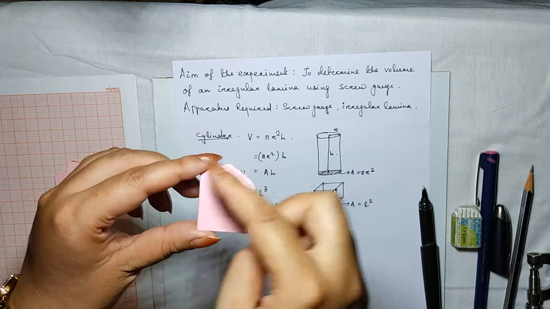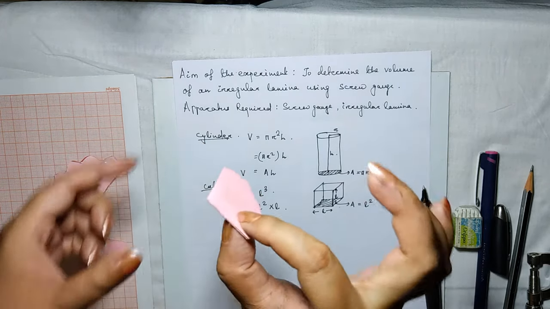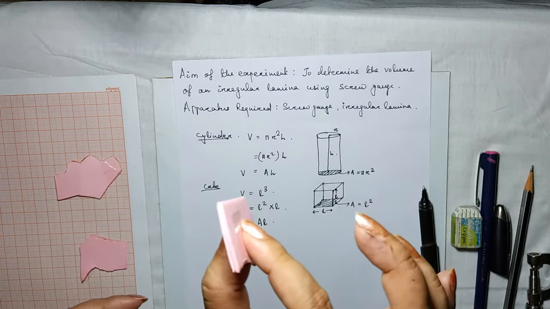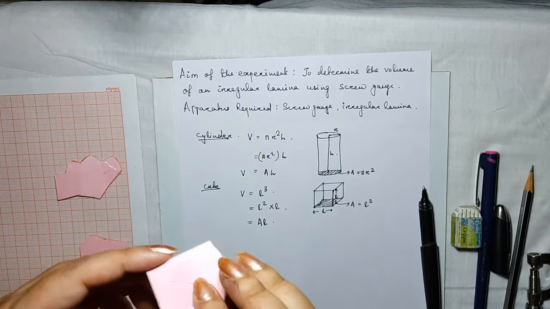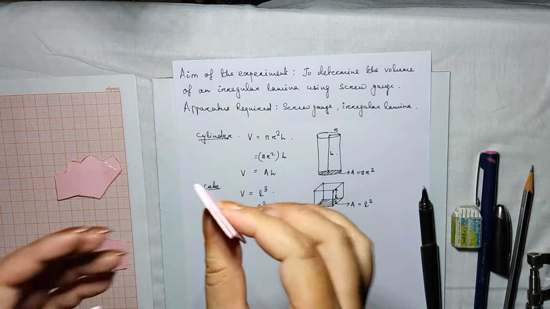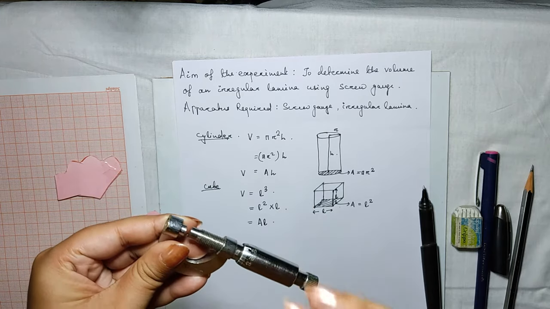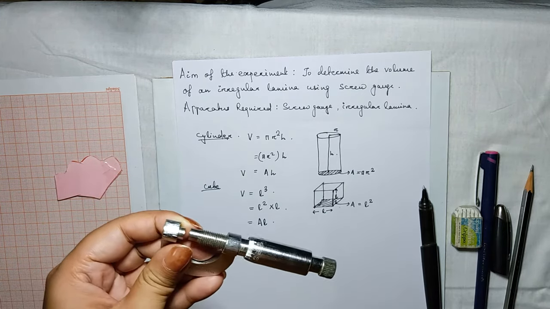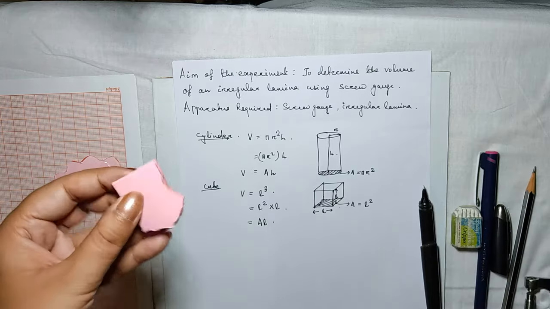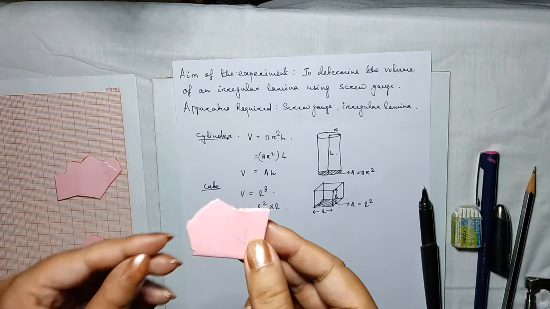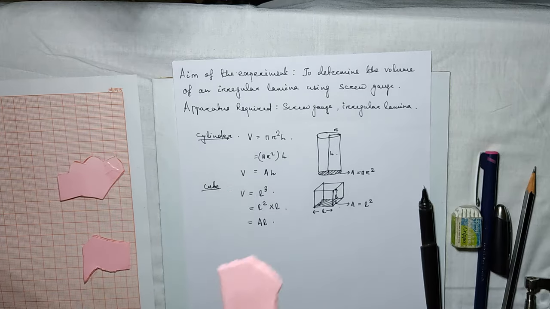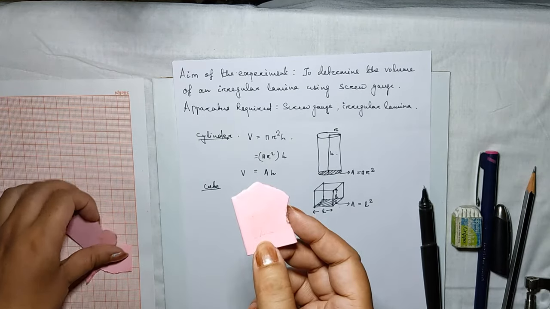So what we are going to do, we need to calculate the area of it, then the thickness of it. This is the thickness. If we can do that, we can multiply the area with the thickness to calculate the volume. We can calculate the thickness very easily, because in my previous video I told you how to calculate the thickness or any length by using the screw gauge. But how to calculate the area, that is the key here, because this is not a regular shape. We need to calculate it by using a graph paper, and that is the theory here. So how to calculate it?